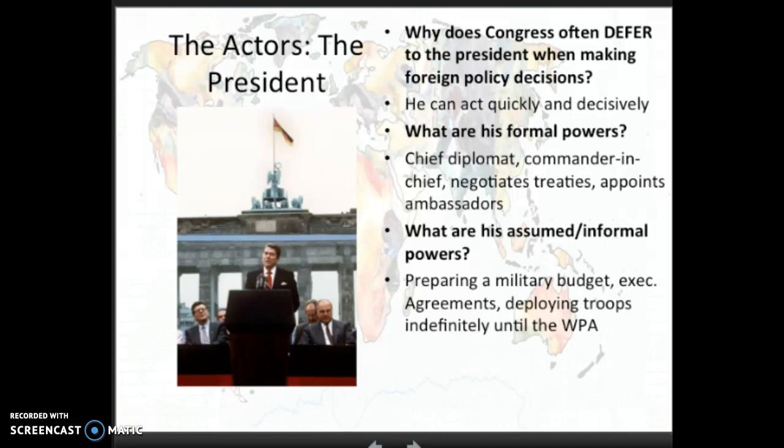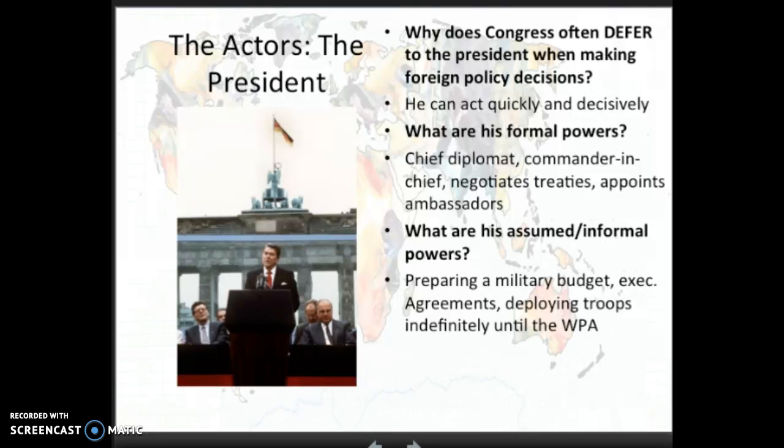Like we have seen recently, Donald Trump in 2017 had a budget with heavy increases, as he wants to direct more money to military spending. Also, executive agreements. These are informal treaties that the president makes with other countries that do not have to have approval by the Senate.